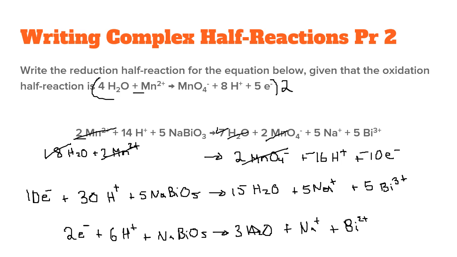Reduction is gaining electrons, and we do indeed see electrons there on the reactant side. Everything is balanced and good to go.